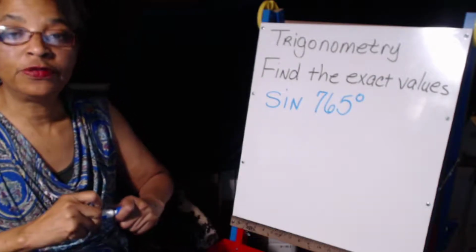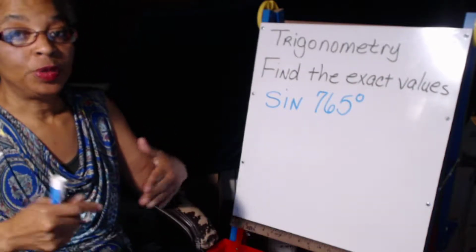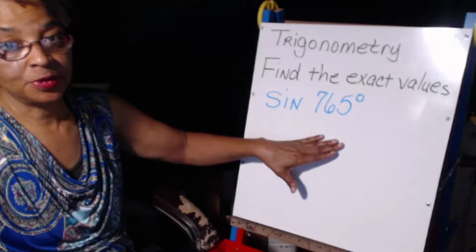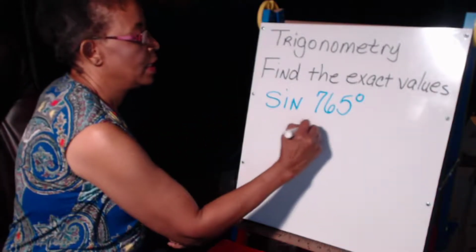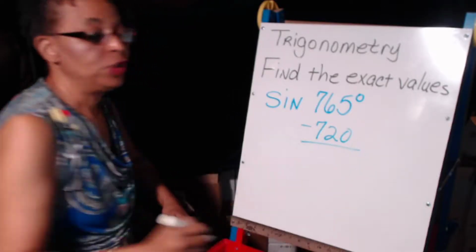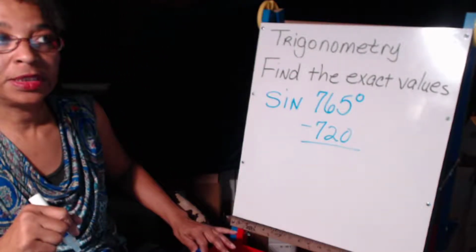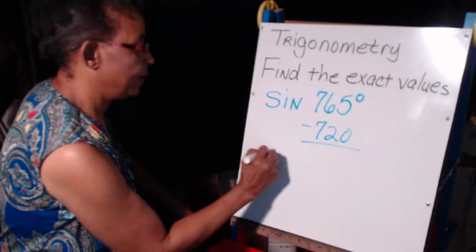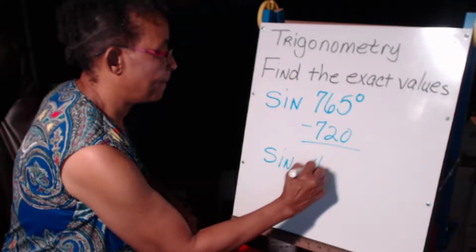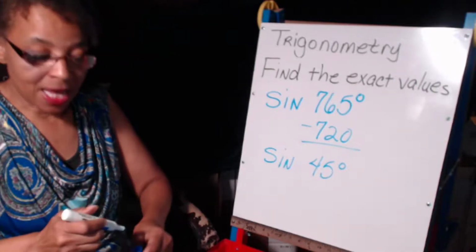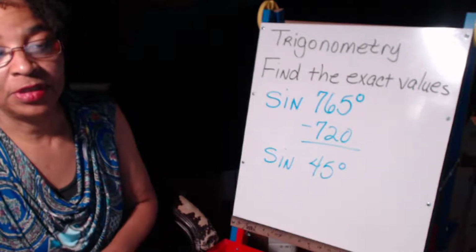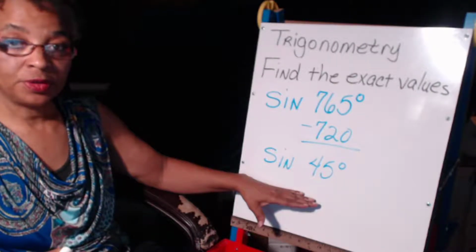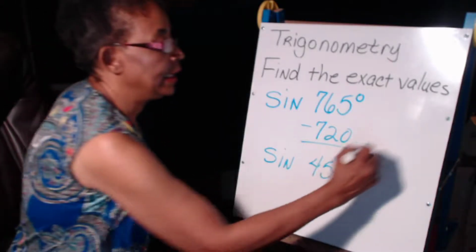Again, we're looking for a reference angle that is between 0 and 360. This is more than 2 times 360. So if we subtract 2 times 360, which is 720, from 765, that gives us the sine of 45 degrees, which is my reference angle. Now the sine represents the y values of the point at 45 degrees.